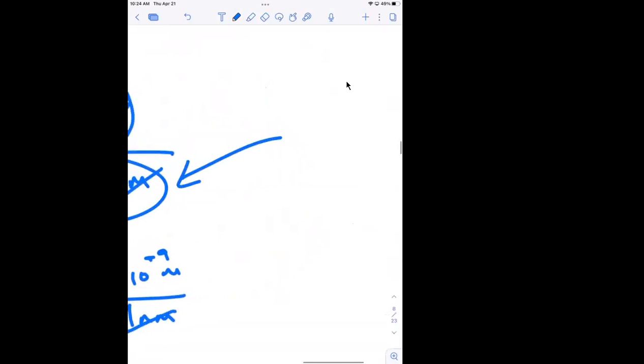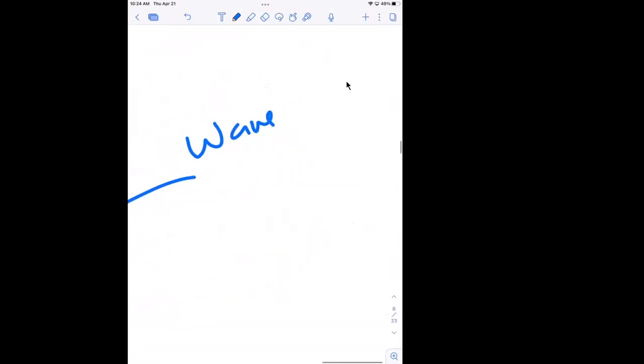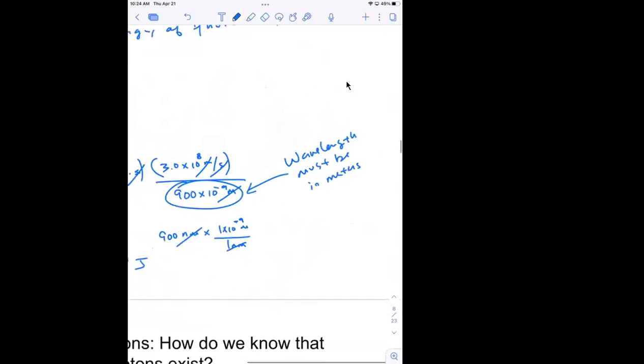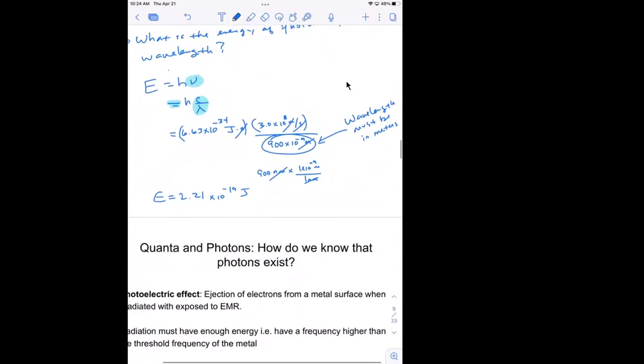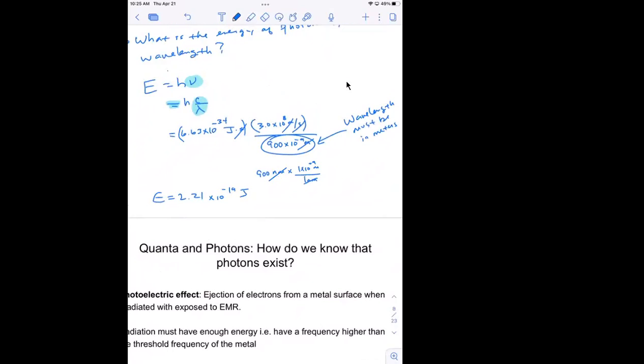Everything else is all academic. But the reason you want it in meters is so you can cancel, right? Because the speed of light is measured in meters per second. So you want to be able to cancel out meters, and then you want to be able to cancel out seconds with the Planck's constant, which is in joule seconds. So you can get joules as the energy unit. All right. Any questions about that?